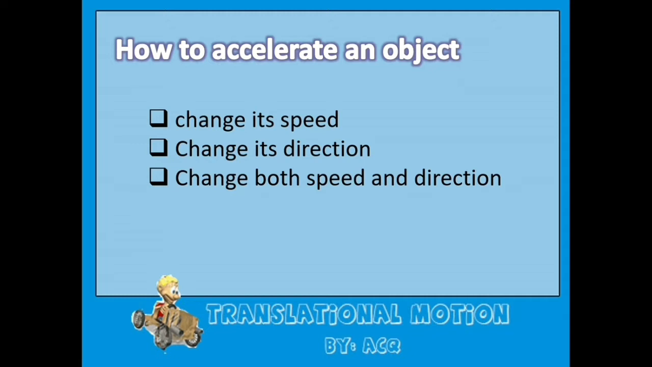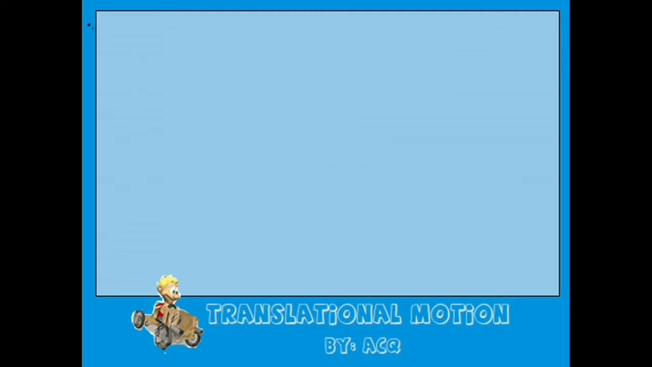But what if the car moves in a circle with a speed of, let's say, 40 kilometers per hour? It has retained the speed of 40 kilometers per hour, but it's moving in a circle, so it's changing its direction, therefore the car is still accelerating. Take note that in accelerating an object, we can change its speed, change its direction, or change both speed and direction.